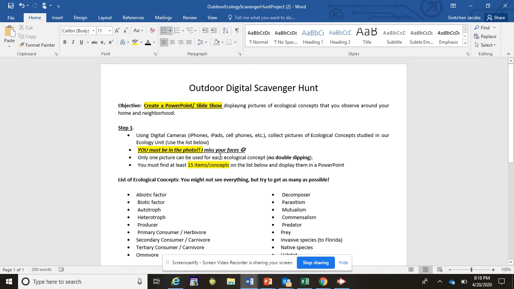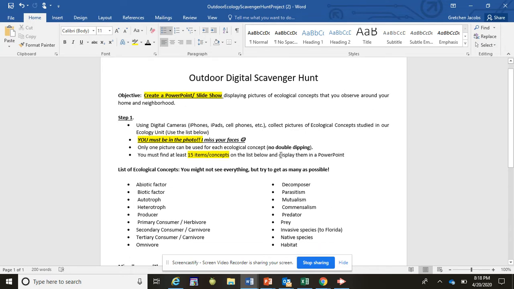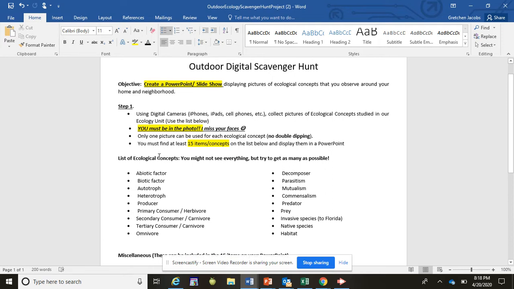Only one picture can be used for each ecological concept. An abiotic factor would be something that's non-living, so you can't take a picture of 15 different non-living things and label them all abiotic factors. And you can't take the same picture and call it a bunch of different things either. So all different pictures, all different concepts.